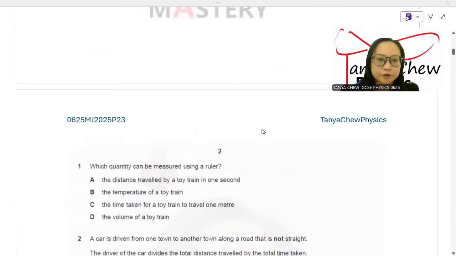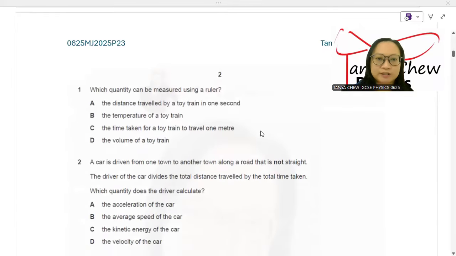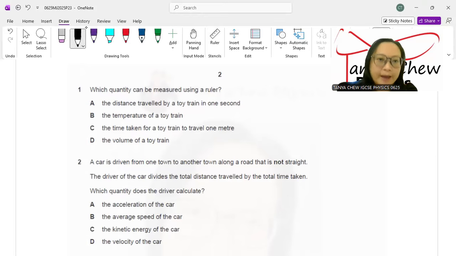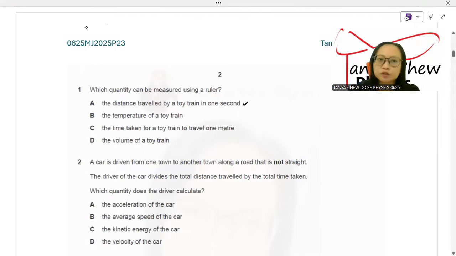Now, let us look at the first question. Number 1, which quantity can be measured using a ruler? A ruler is used to measure length, short distances within 100 cm, and height within 100 cm as well. Let us look at the choices one by one. A, the distance traveled by the toy train in 1 second. So it can be within 100 meter. This is true. Let us look at B, the temperature of the toy train.